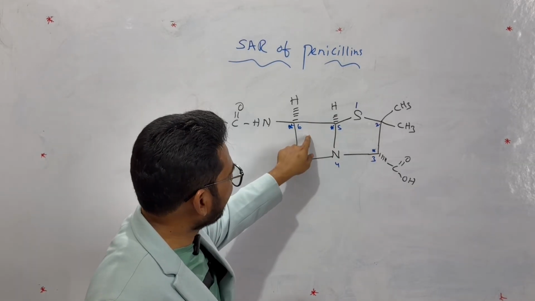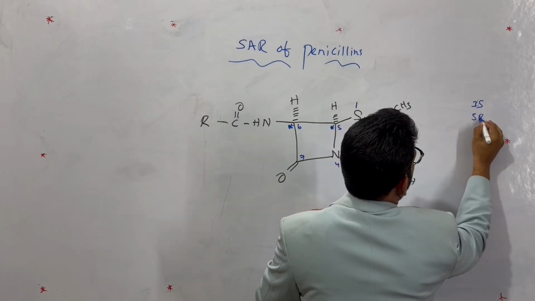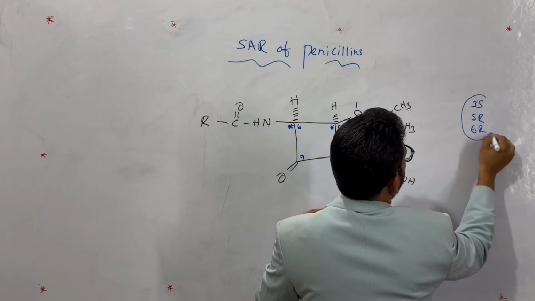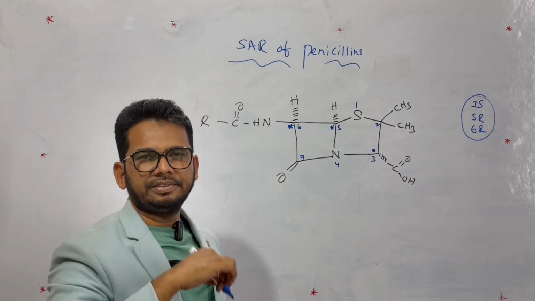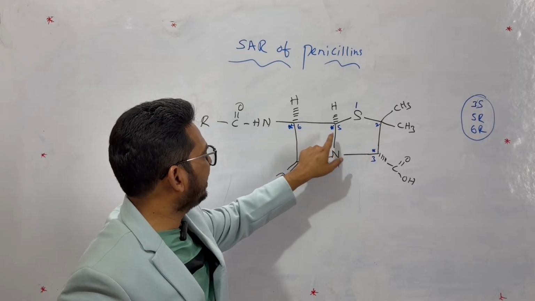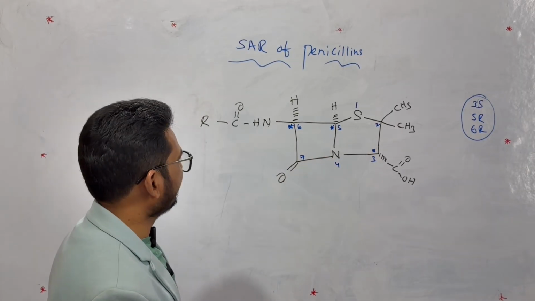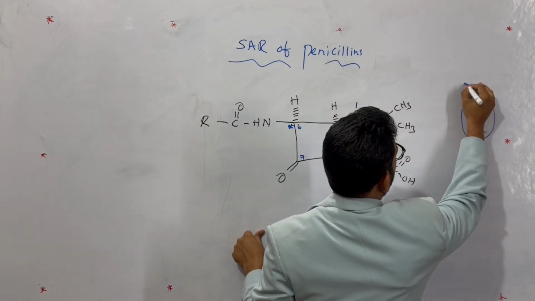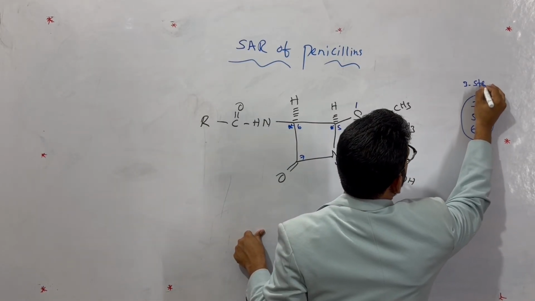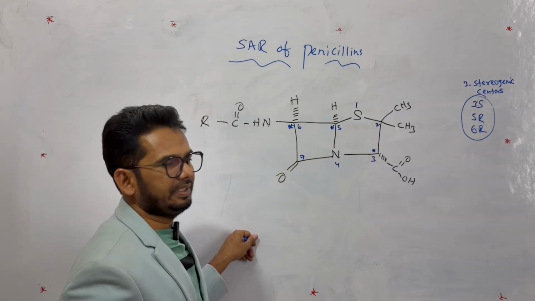That stereogenic center is in the form of 3S, 5R and 6R. This we already discussed in the case of stereochemistry. Okay. Then how many stereogenic centers are there? Three stereogenic centers should be there to produce good activity. First requirement is what? Three stereogenic centers. That is the first.